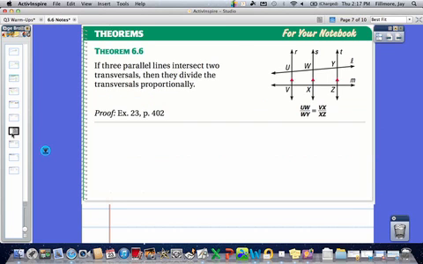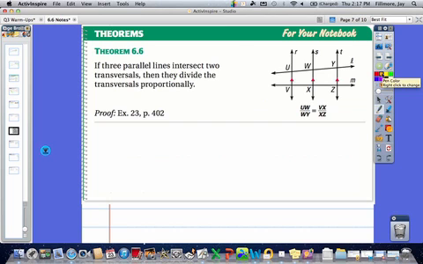Two more theorems. One is 6.6, no special name here. It says that if three parallel lines intersect two transversals, then they divide the transversals proportionally. So in other words, we have proportions using these little segments in here. So you can say that UW to WY equals VX to XZ. Or UW over VX equals WY over XZ. All kinds of proportions you can write here just like before.